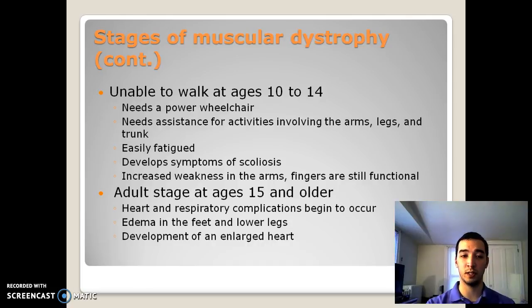They'll need assistance for activities involving the arms, legs, and trunk. Again, they'll be easily fatigued, and they'll start to develop symptoms of scoliosis and increased weakness in the arms, but their fingers will still be functional. And then eventually, at the adult stage, at the ages of 15 and older, heart and respiratory complications begin to occur, edema in the feet and lower legs as they are being used less and due to scar tissue, and then the development of an enlarged heart.